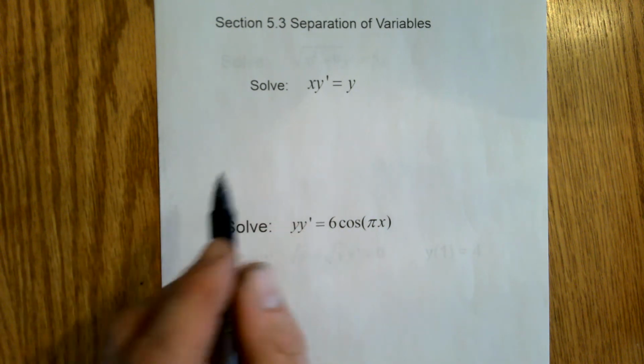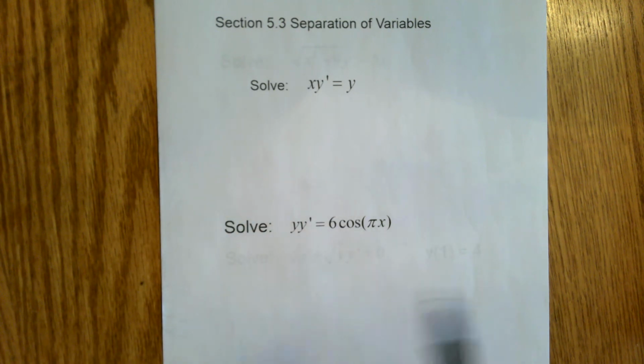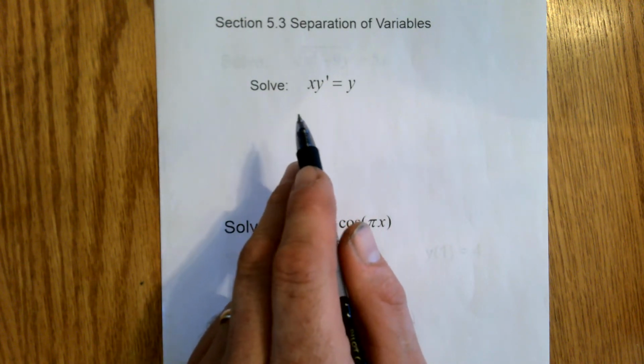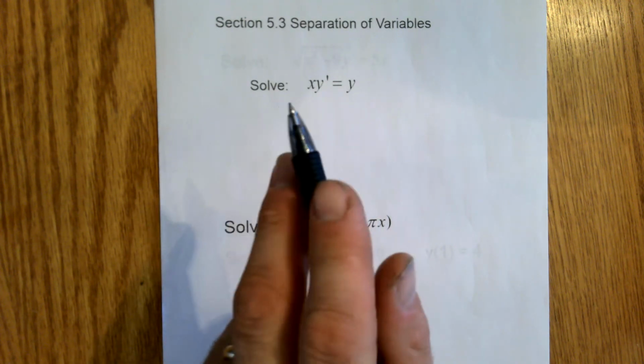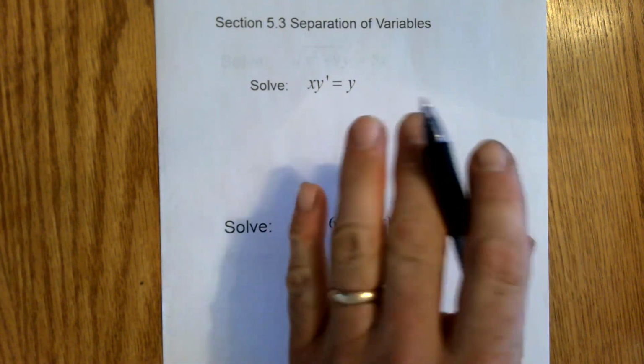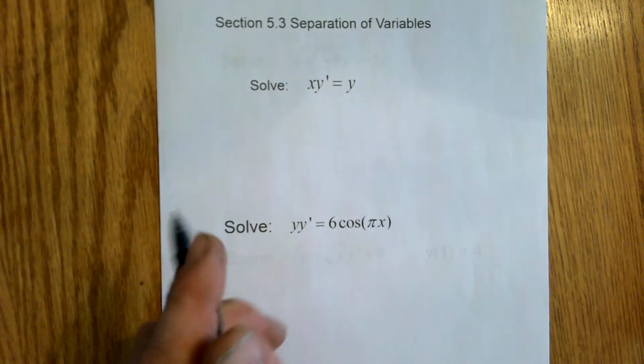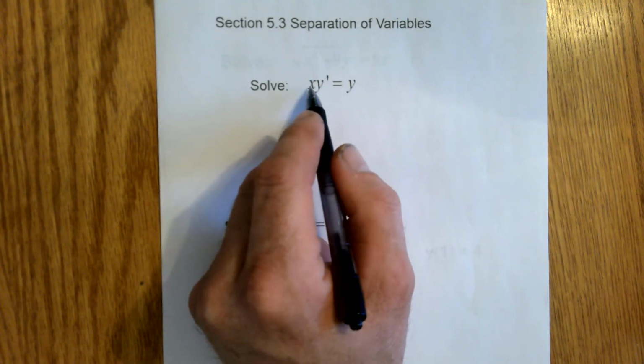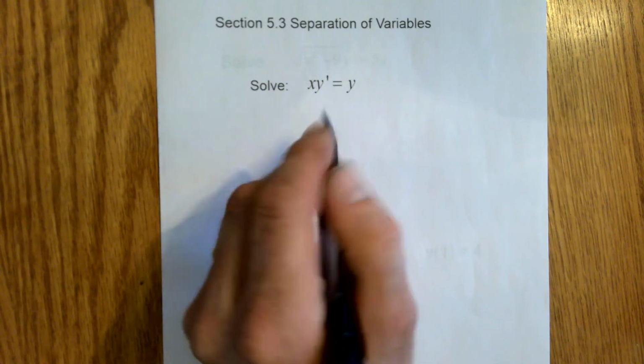So remember, separation of variables, we want to get all of our variables alike on one side. So that means if we have a dy on the left side, we want all of our y's on the left side and dx's on the right side. Normally we want our y's on the left and x's on the right. So let's go ahead and solve x y prime equals y.